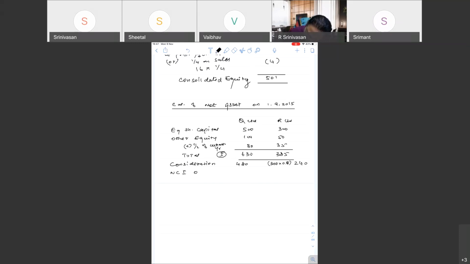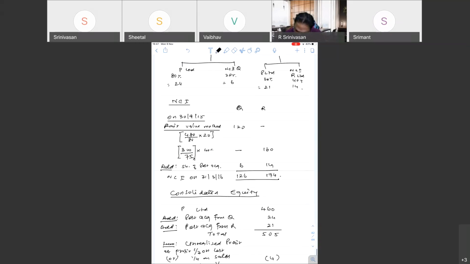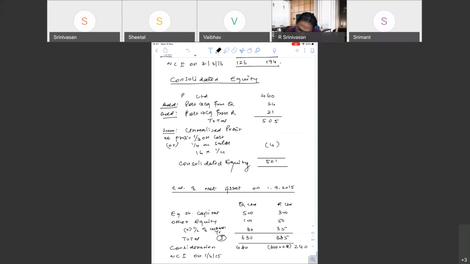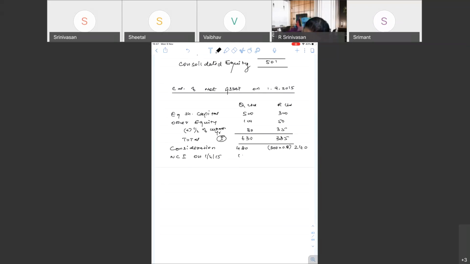NCI on 1/4/2015. Already we have calculated NCI on 1/4/2015. NCI on 1/4/2015 is 120 and 160. 120, 160. This total. Okay. This is credit side, consideration plus NCI is the credit side. How much is this total? 480 plus 120, 600. And debit side total is more than credit side total. Here 240 plus 160.